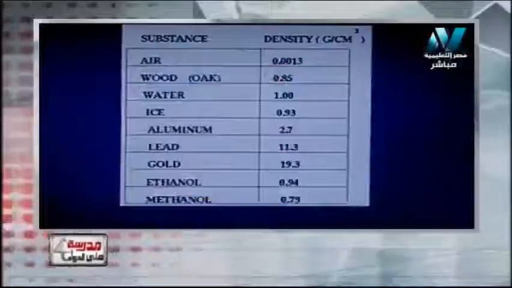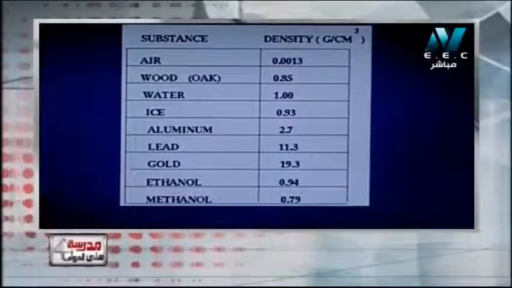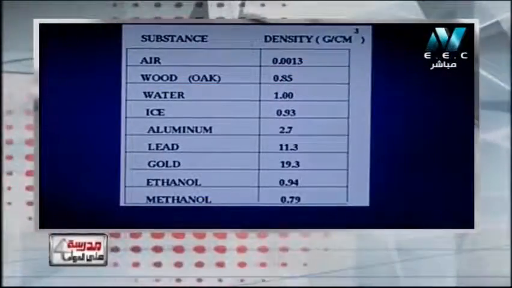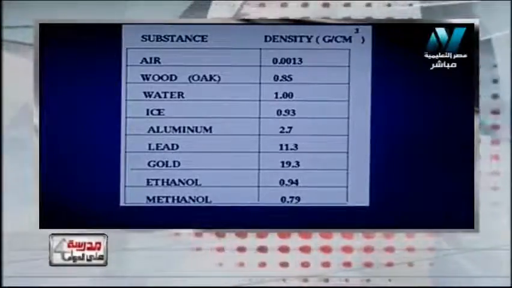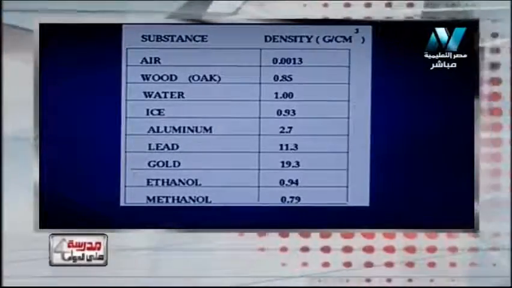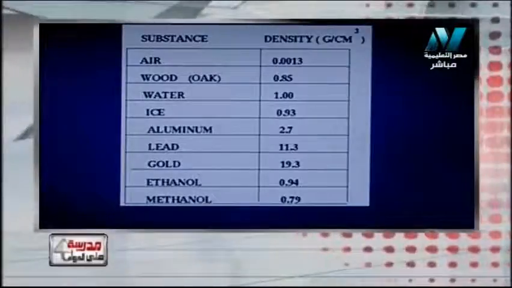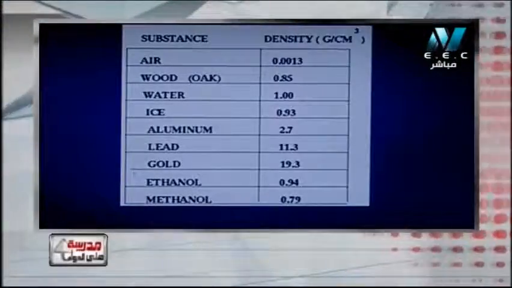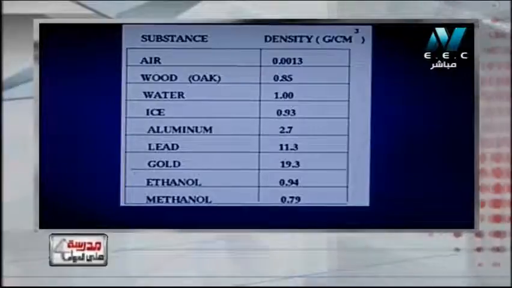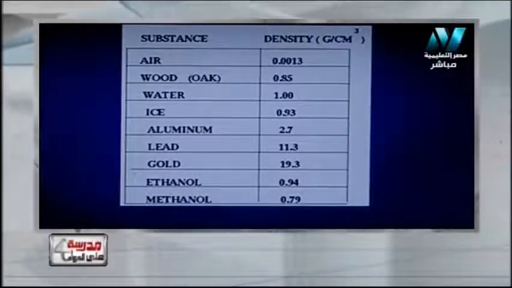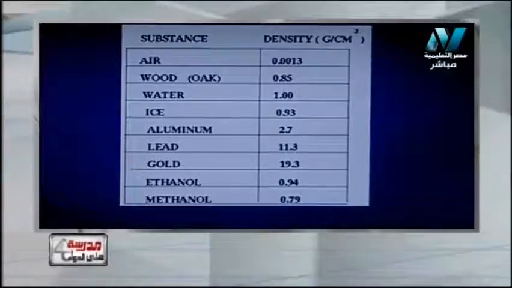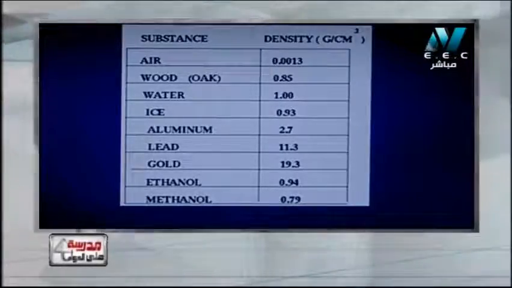طب نشوف مع بعض. Air، density of air كثافة الهواء 0.0013. يعني ده رقم صغير قوي، ده مش محصل يعني حتى 1 خالص، 0.0013 so it will float. Wood الخشب 0.85، برضه لسه اصغر من 1، يبقى float. Water 1، خلاص water مش هتكلم عليها بقى، هي مش sink ولا float، هي ميه اصلا. Ice 0.93، يعني اقل من 1 برضه، يبقى float.